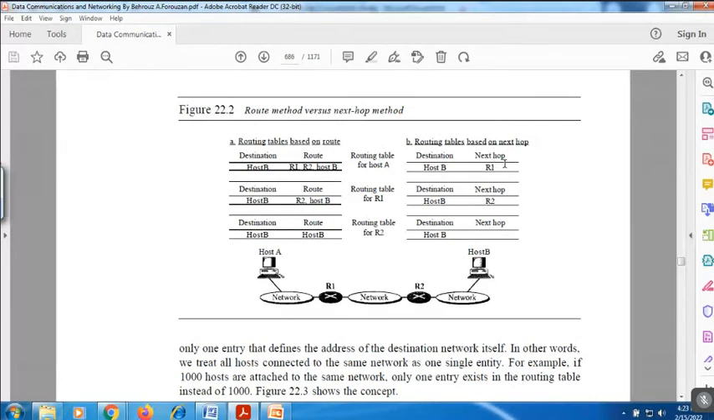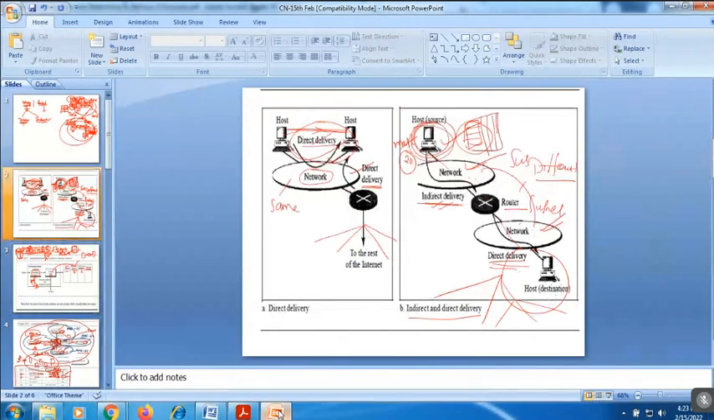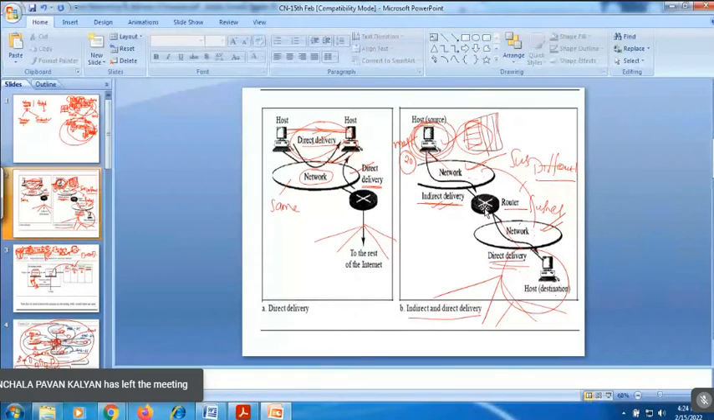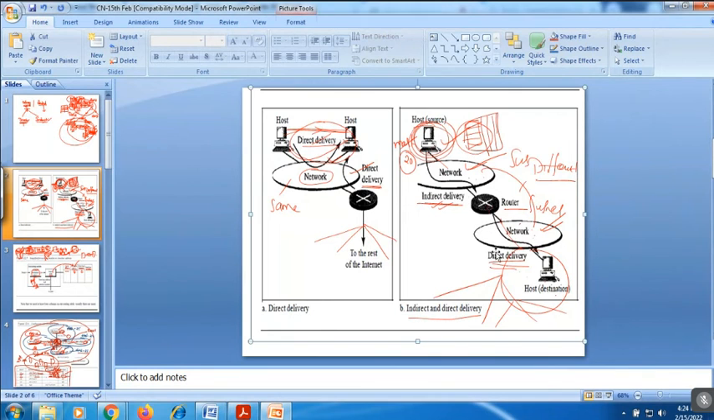ఇప్పుడు నెక్స్ట్ హోప్ అంటే ఏంటి? We have considered that here in this, this is the host A and it will be the next hop. ఇప్పుడు దీనికి నెక్స్ట్ హోప్ ఏమవుతుంది? హోస్ట్ రౌటర్. దీనికి నెక్స్ట్ హోప్. Yes, thank you. సో from this host to host it will be the next hop. ఇక్కడ రూటర్ ద్వారా డేటా వెళ్తుంది కాబట్టి ఇది నెక్స్ట్ హోప్ అవుతుంది.